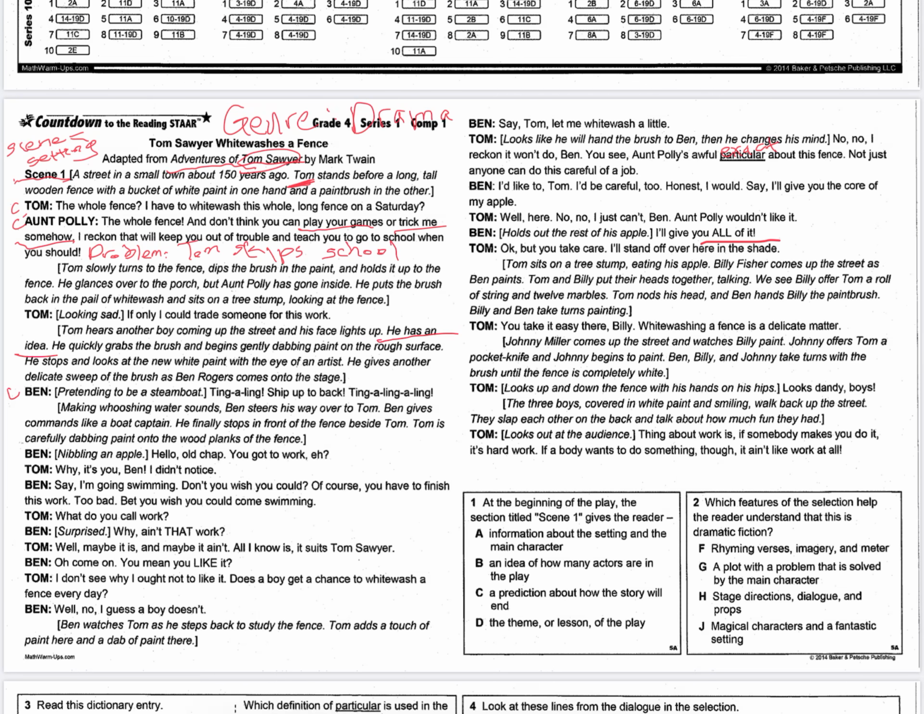Ben, I'd like to, Tom. I'd be careful, too. Honest, I would. Say, I'll give you the core of my apple. Poor old Ben. He's getting tricked right into it. He's even giving Tom an apple in order to paint.